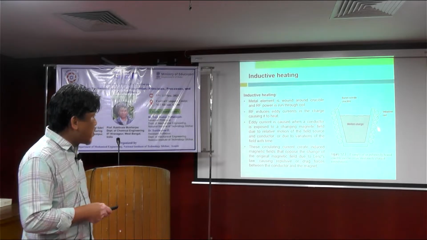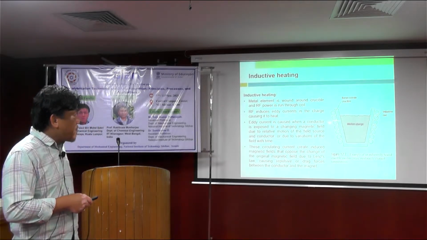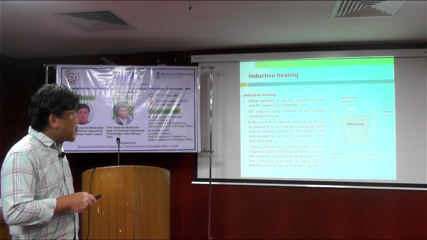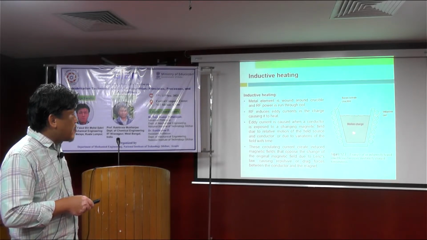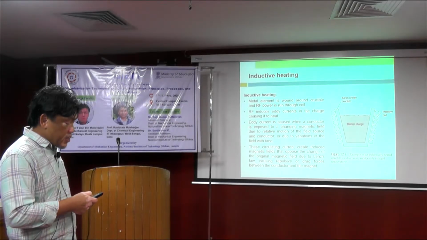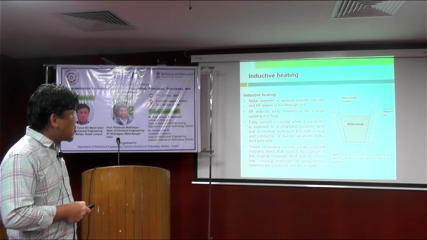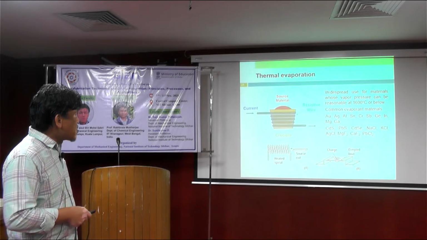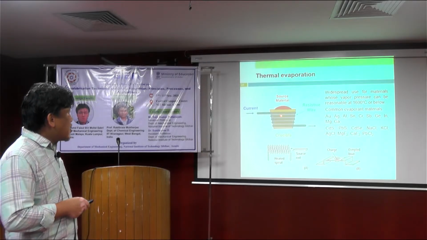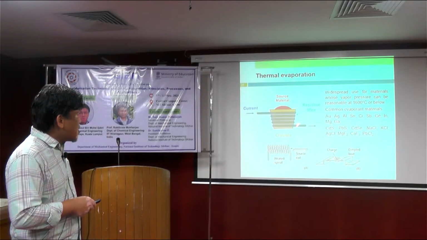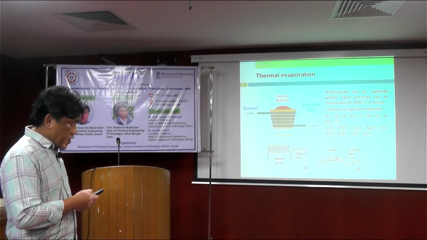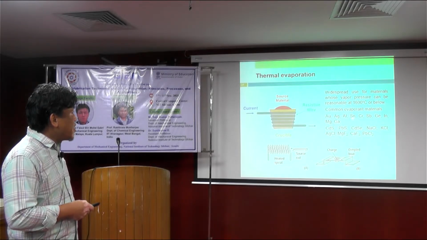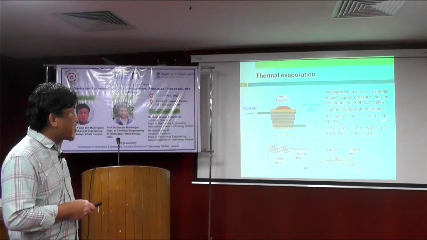So this is inductive heating. We have an inductive coil around this crucible. Then it will heat up this material until it evaporates. Then you can have a deposition, as I mentioned before. So we go through quickly. This is another setup of evaporation using inductive heating. The common evaporation materials are metals.